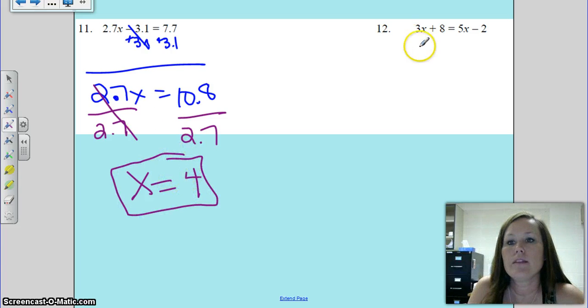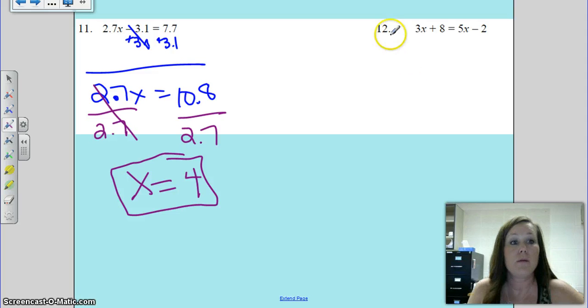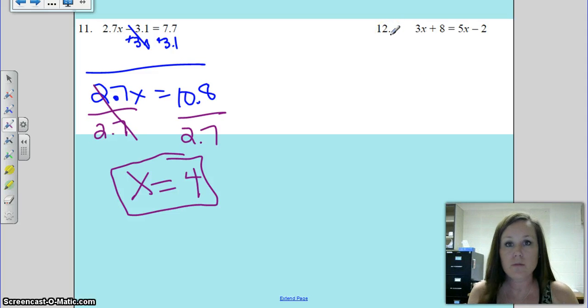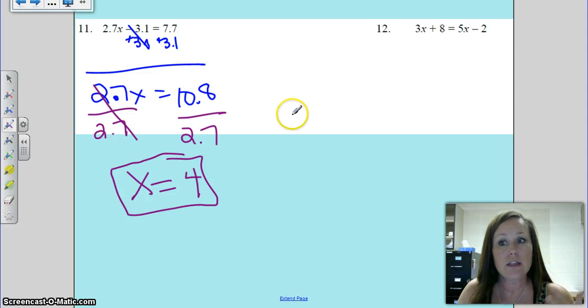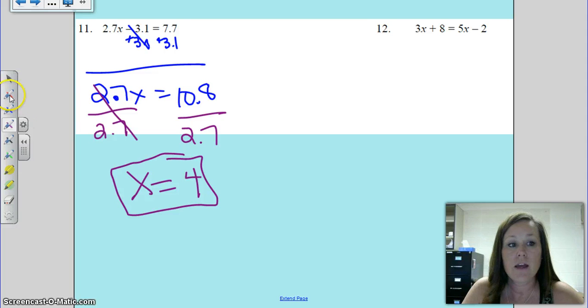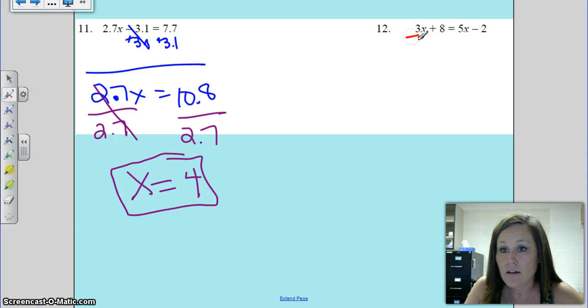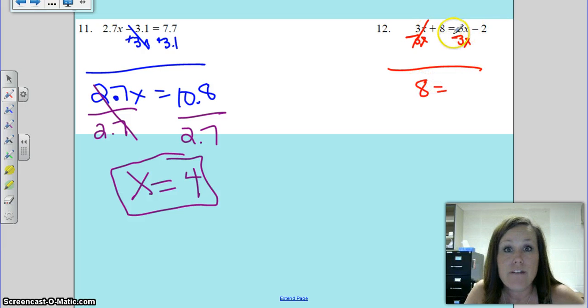Okay, this one. We've got to move letters to one side, numbers to the other side. Some people start with variables, some people start with numbers. Whatever you do first, it doesn't matter as long as you have a routine that works for you and you get the answers right. I do the variables first. So I'm going to take 3x away from this side and move it over here. I'm left with 8 equals 5x minus 3x is 2x minus 2.